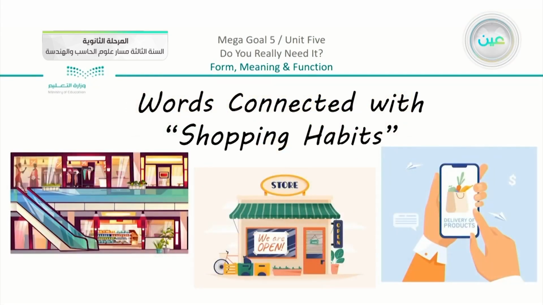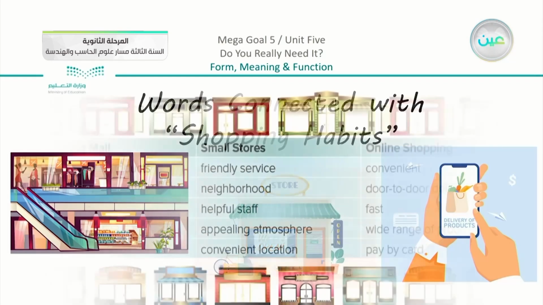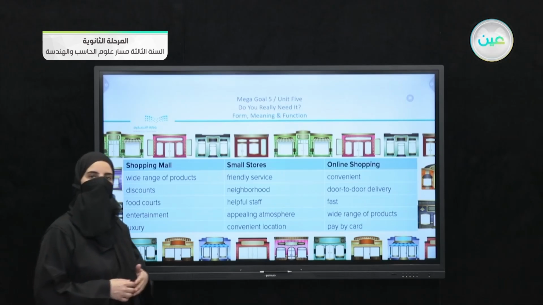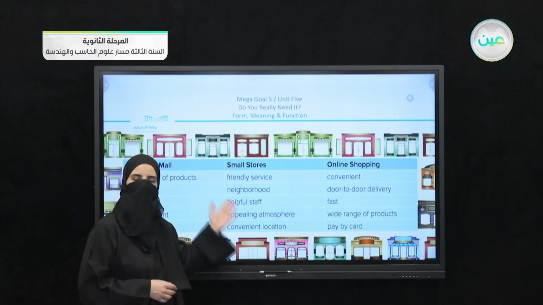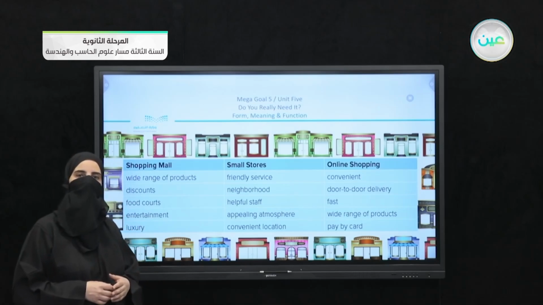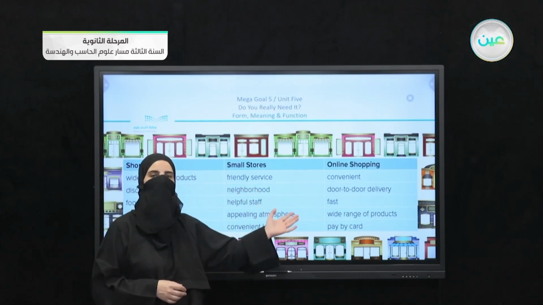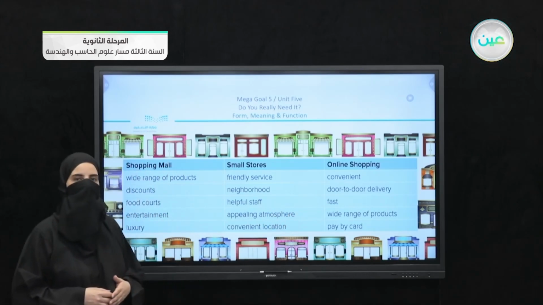We also related it to another topic which we have basically in Unit 5 about shopping, about advertisements. So we have here words connected with shopping habits. Now we took that there were three types of shopping. We have here the shopping mall and all the words connected. We do have also the small stores and also we have different words. And we did mention something about online shopping and also the words connected with online shopping.